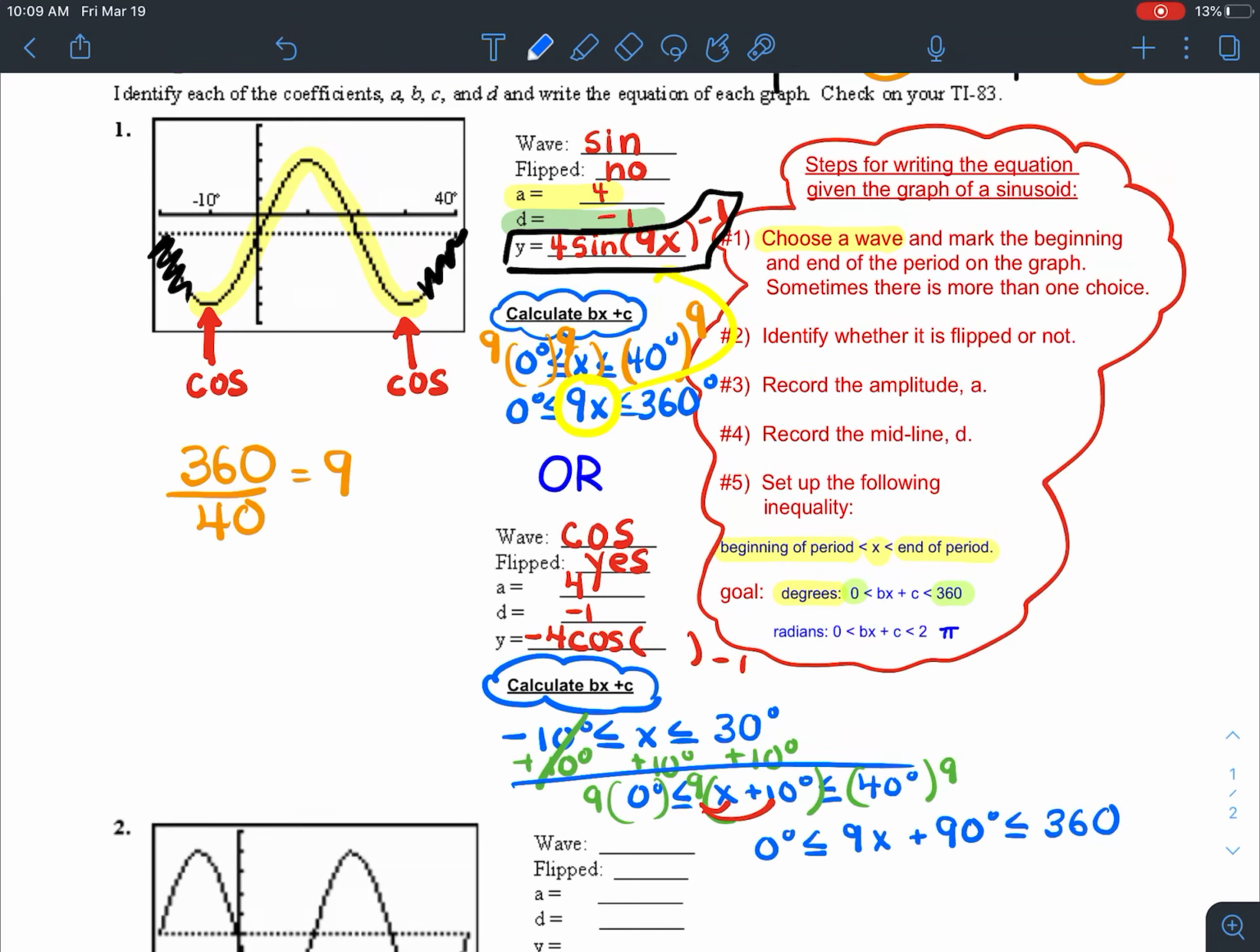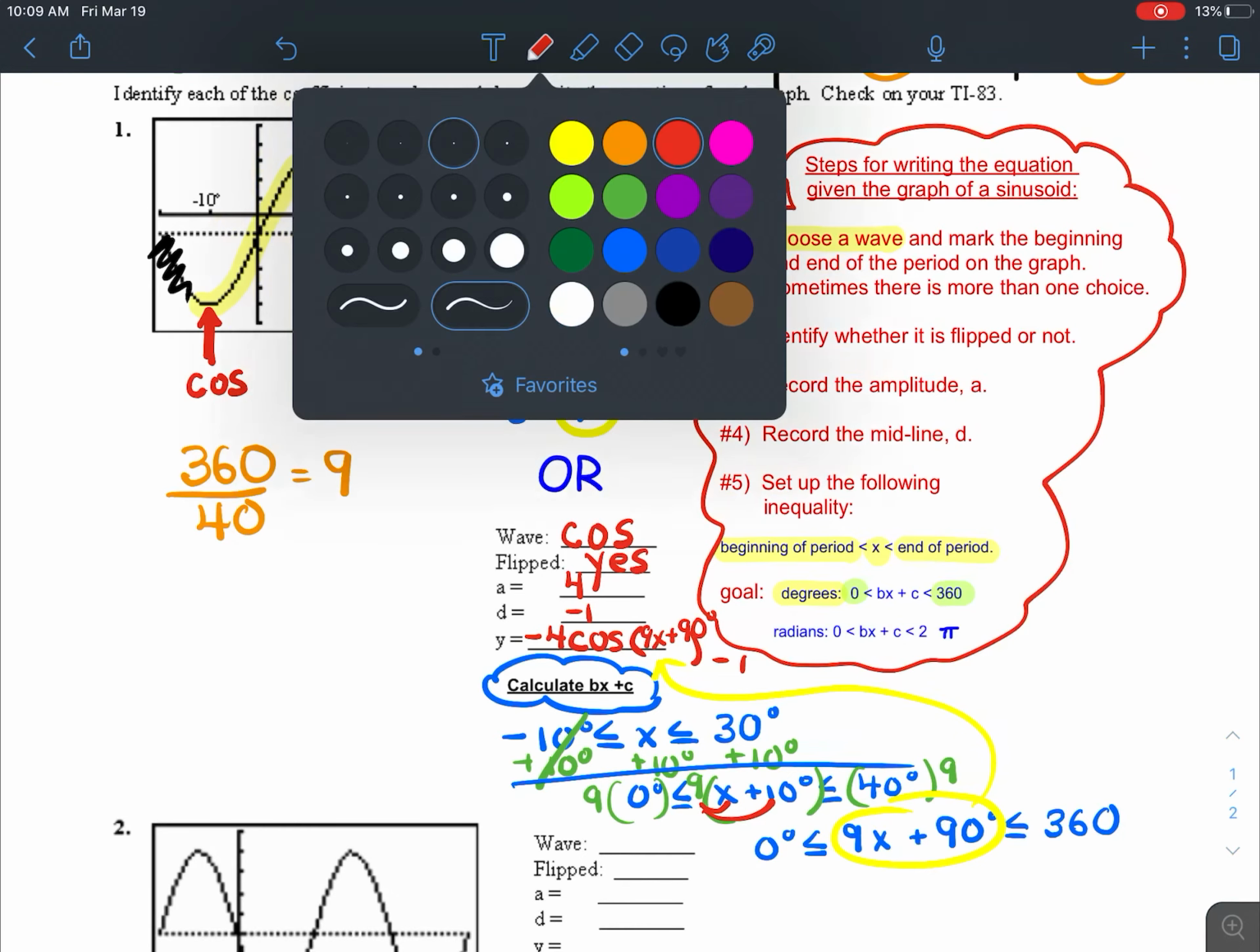Okay, when we simplify all this out, you can see what's in the middle here is 9x plus 90. That's what we're going to squeeze in here as the bx plus c portion of the equation.